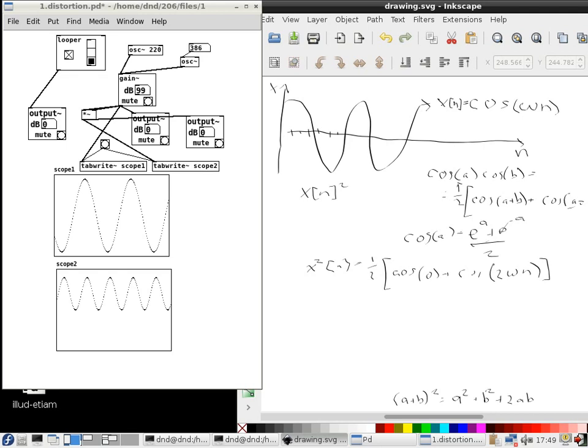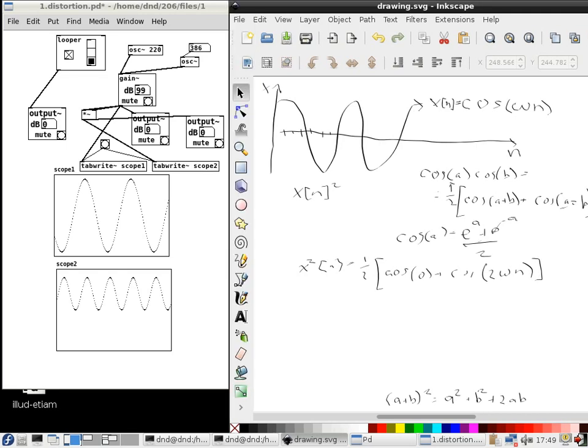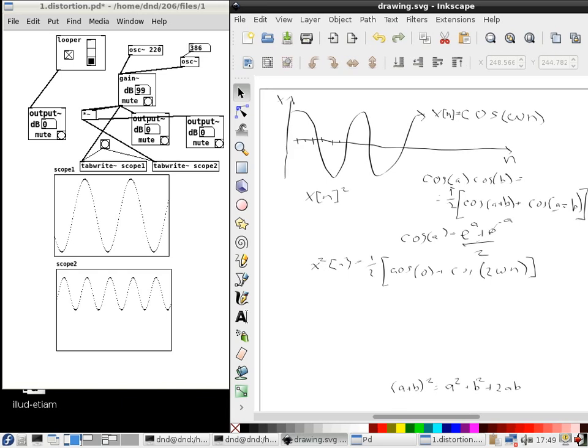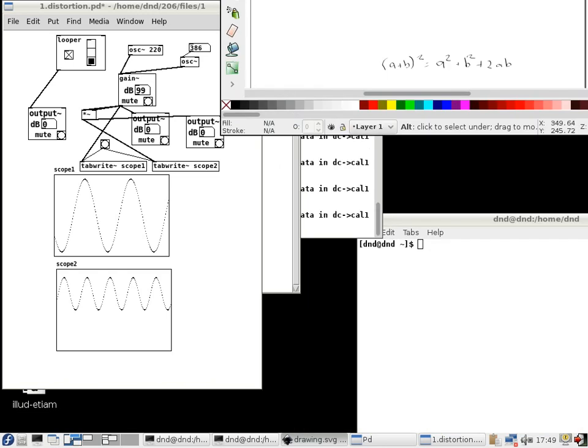Well, what happened over here? Yeah, what happened over here? Oh, let's do this. Alt, where's my Alt key? Alt. What happened over here was I took two things and added them, and I got the square of the one and the square of the other, and twice the product of the two. And when you multiply two sinusoids, that's ring modulation. That's just the classical way that people do ring modulation.